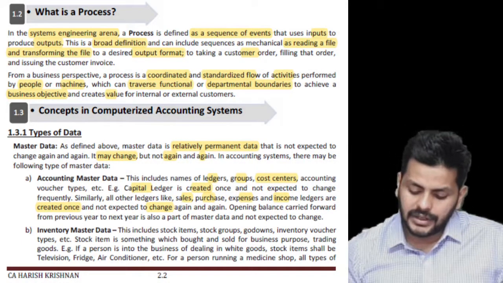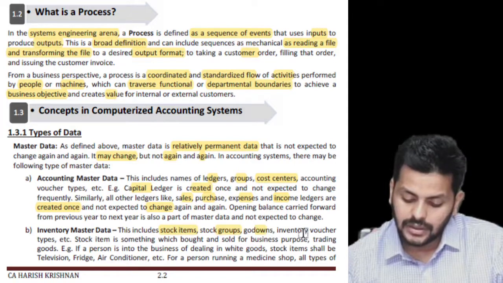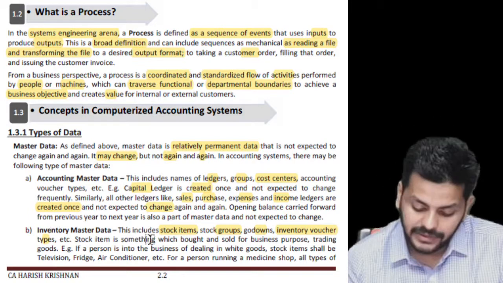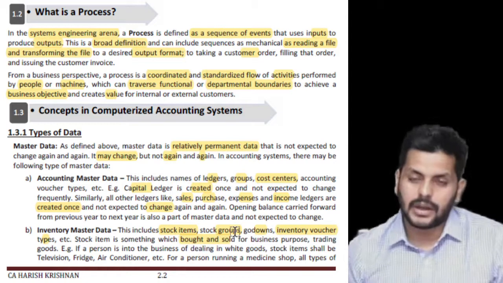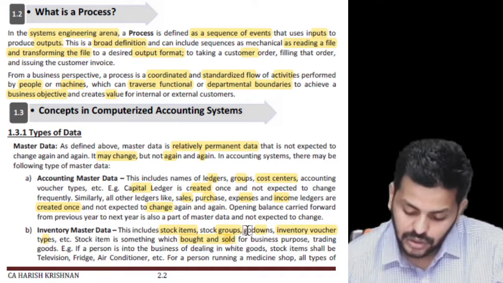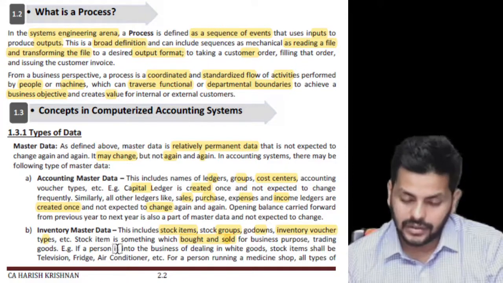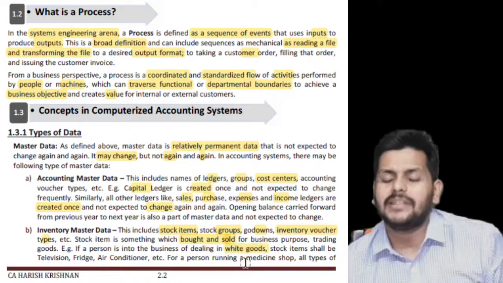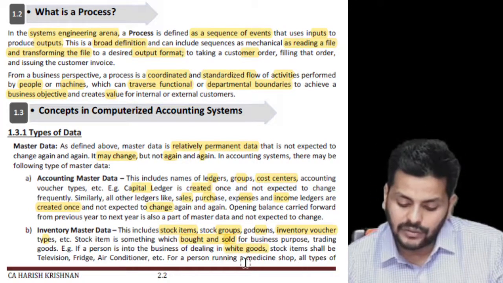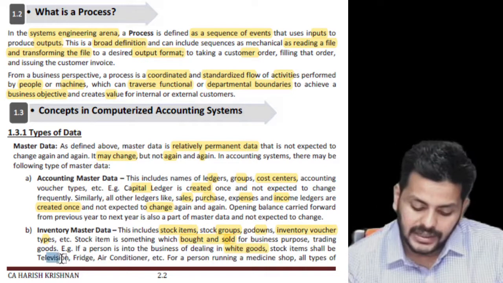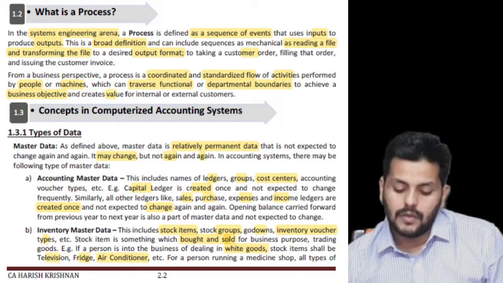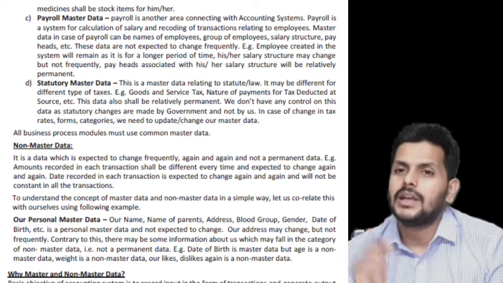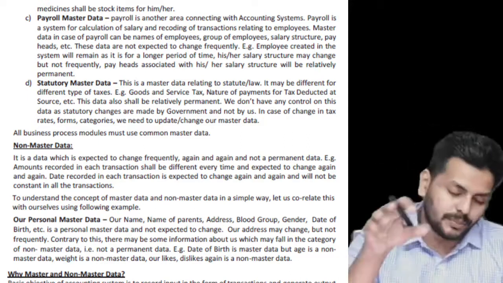Inventory master data includes stock items, stock groups, godowns, inventory voucher types. Stock item means each individual stock item. A stock item is something which is bought and sold for business purposes, trading, etc. For example, if a person is in the business of dealing in white goods, meaning electronics, stock items shall be TV, fridge, AC, etc. For a person running a medicine shop, all the medicines will be the stock items. Under them again they'll have a group.